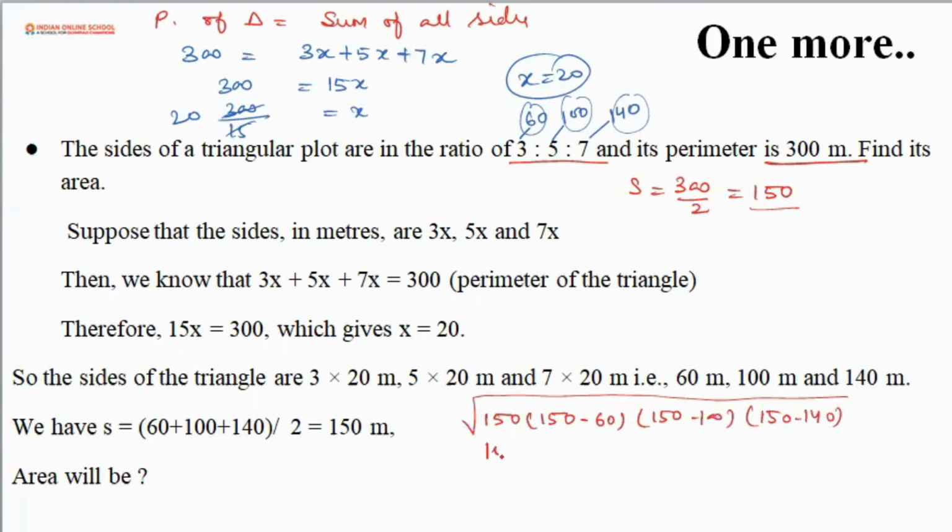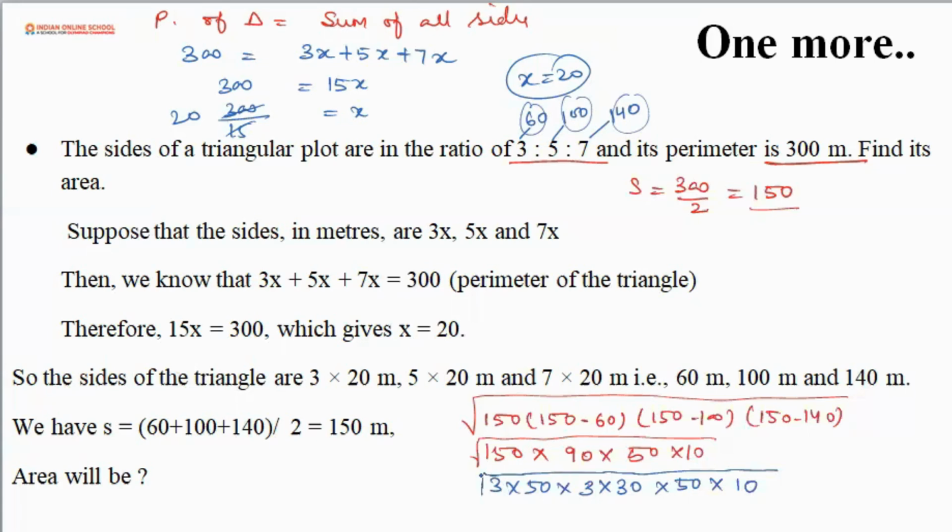So 150 minus 60 gives us 90. 150 minus 100 gives us 50. 150 minus 140 gives us 10. Now how can we write 150? We can write it as 3 times 50. 90 we can write as 3 times 30. And this 50 will stay like this, and this 10 we can write as 10 only.